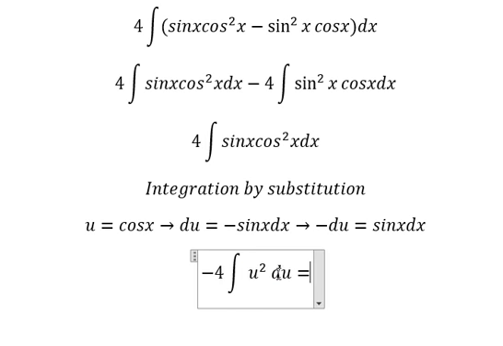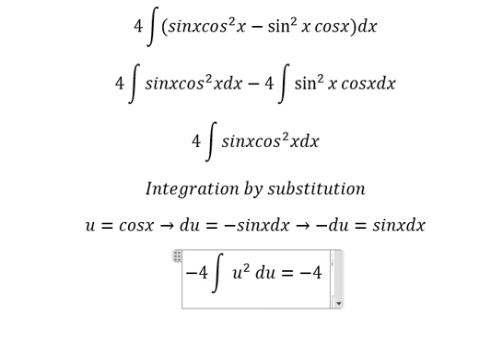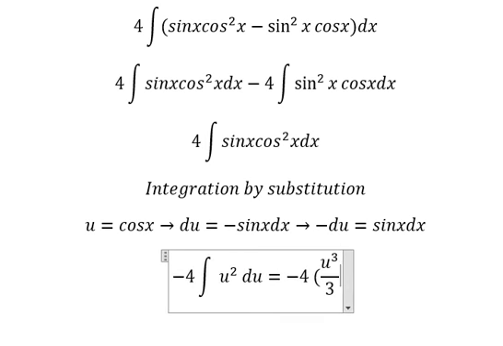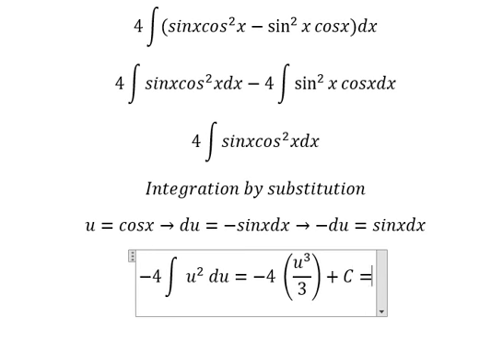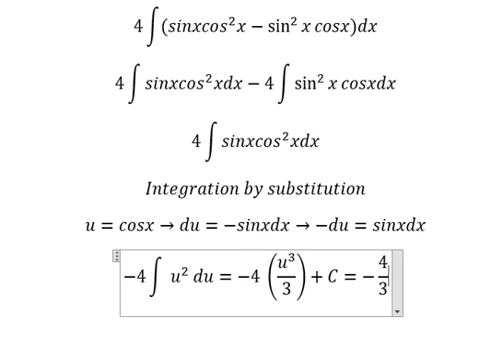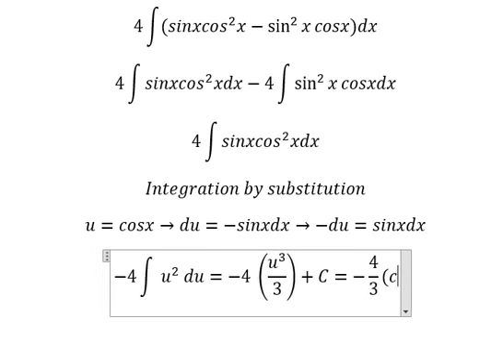The integration of u squared, we got u to the power of 3 over 3, and we put c. About u, that's cosine x.